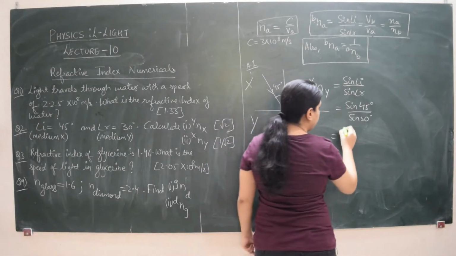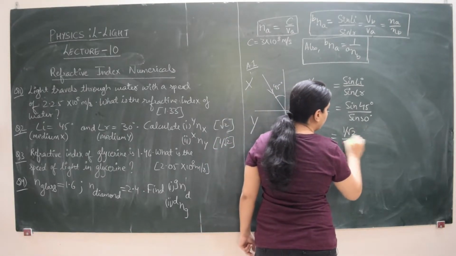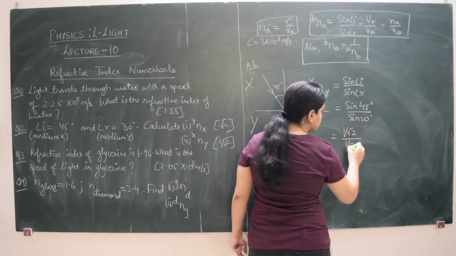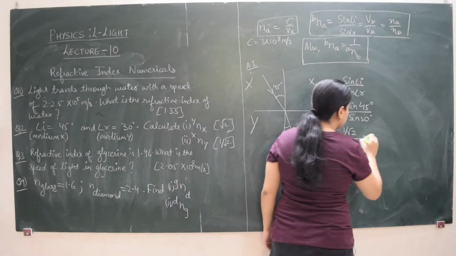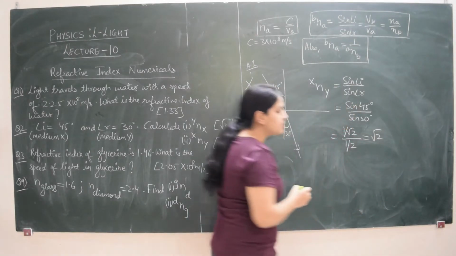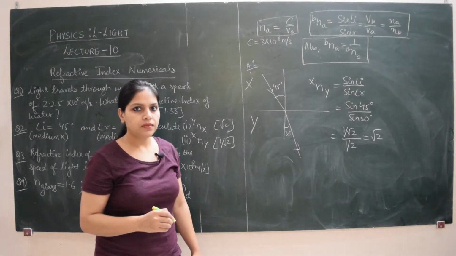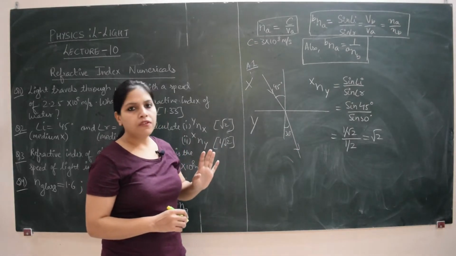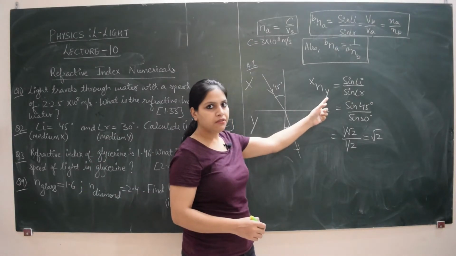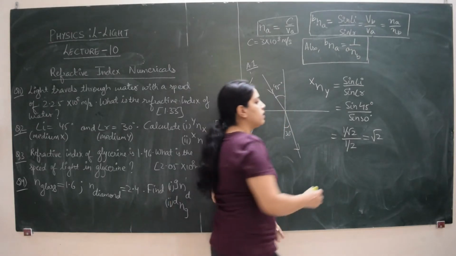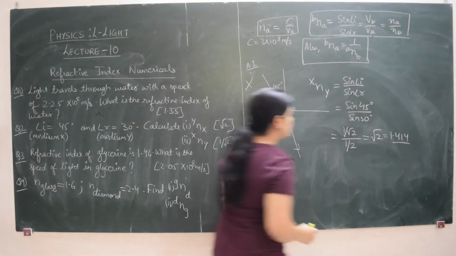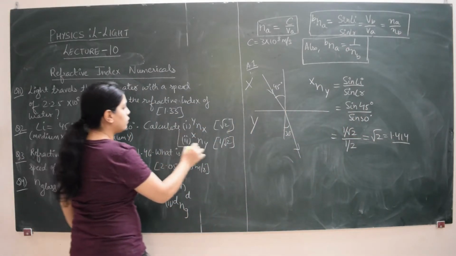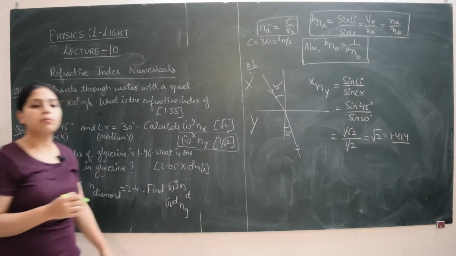So sine 45 is 1 upon root 2, sine 30 is 1 by 2, and once you solve this, the answer that you will get is root 2. So this is what the value of refractive index of medium Y with respect to X is coming out to be, which can also be written as 1.414. So this was actually asked in the second part of the question. So we have just solved the second part.